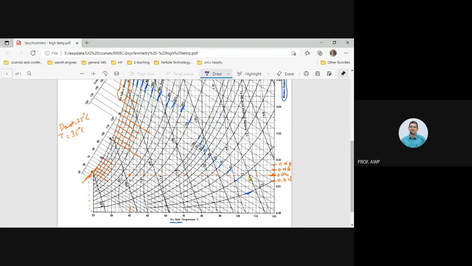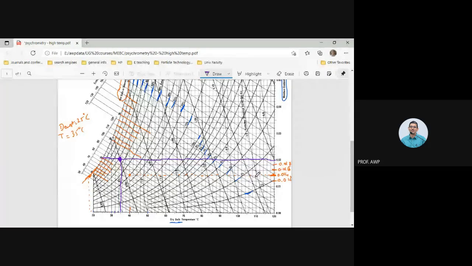That means we must be somewhere along this line. If dew point is 25 degrees centigrade, that means our humidity must be somewhere along this line. So humidity is obviously 0.02. And if I say dry bulb temperature is 35 degrees centigrade, so this is 30, this is 32, this is 34, this is 35. We are at this point.